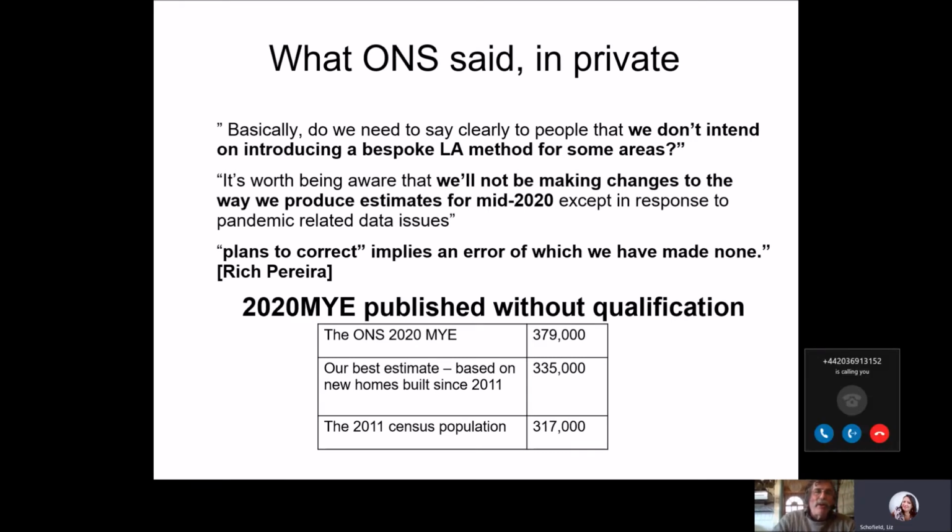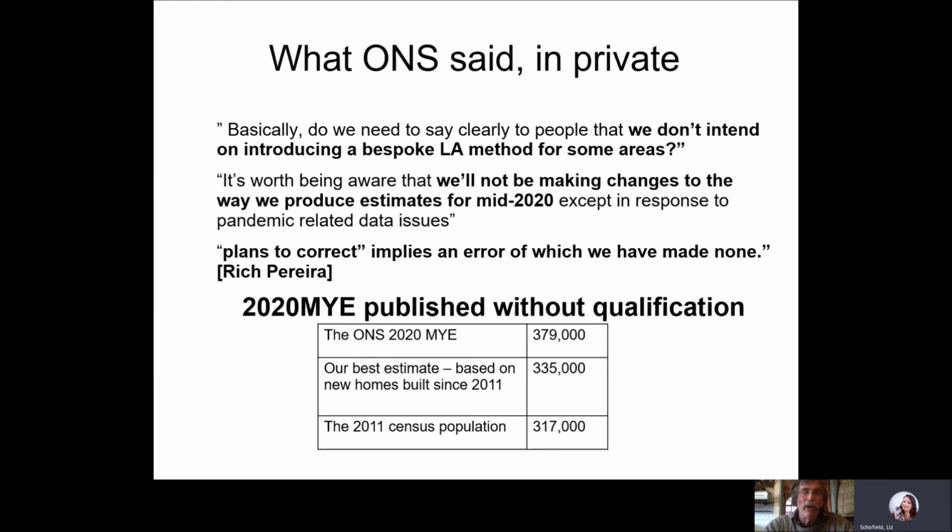And these are some more things that ONS said in private about their attitude towards a reasoned, expert-supported argument with their figures. So ONS says, do we need to say clearly to people that we don't intend on introducing a bespoke local authority method for some areas? No, we're not going to budge. We're not going to change. It's worth being aware that we'll not be making changes to the way we produce estimates for mid-2020, except in response to pandemic-related data issues.